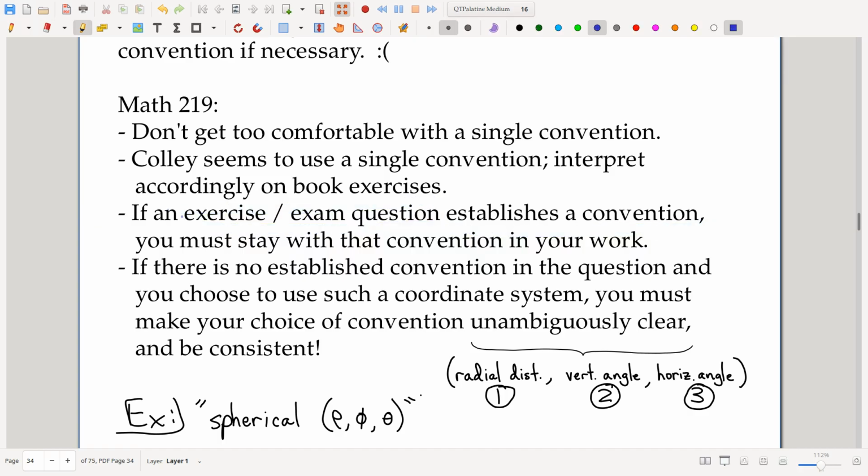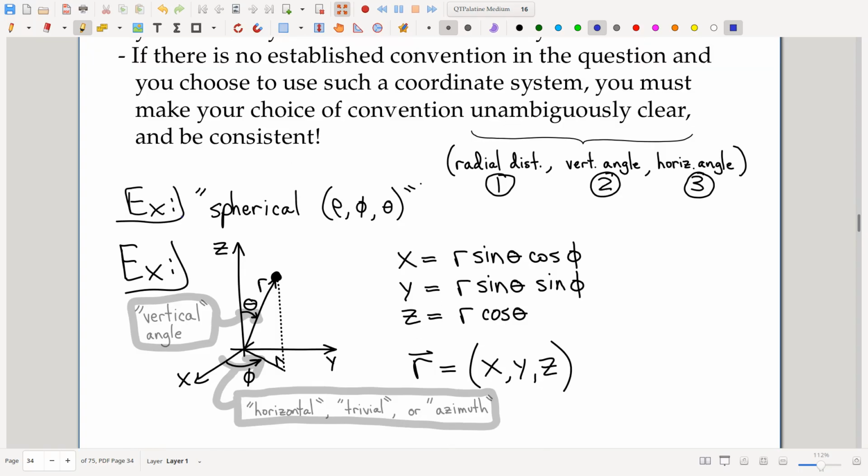Okay. Last point. If where you're working, for whatever reason, there is no established convention in the statement of the question or in whatever context you're looking at, you get to choose. But you have to be clear what your choice is. You can't just start writing stuff down and not know what you meant and hope that the grader will always interpret it in your favor. That's again not a reasonable means of communication. So you've got to make your convention clear.